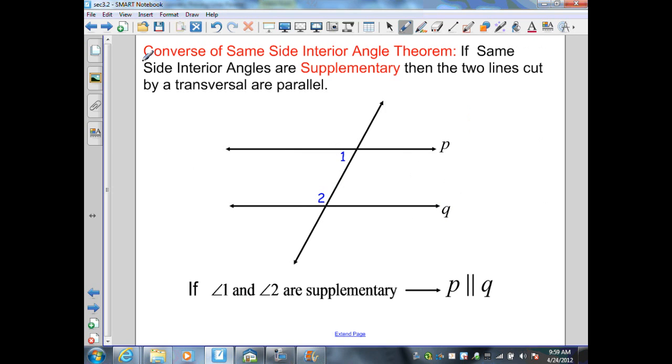Our last, the converse of the same side interior angle theorem. If same side interior angles are supplementary, then the two lines cut by the transversal are parallel. Again, in the diagram, I have line P and Q intersected by a transversal. I have angle 1 and angle 2 that are known to be supplementary. Therefore, by this theorem, I can state that line P is parallel to line Q.